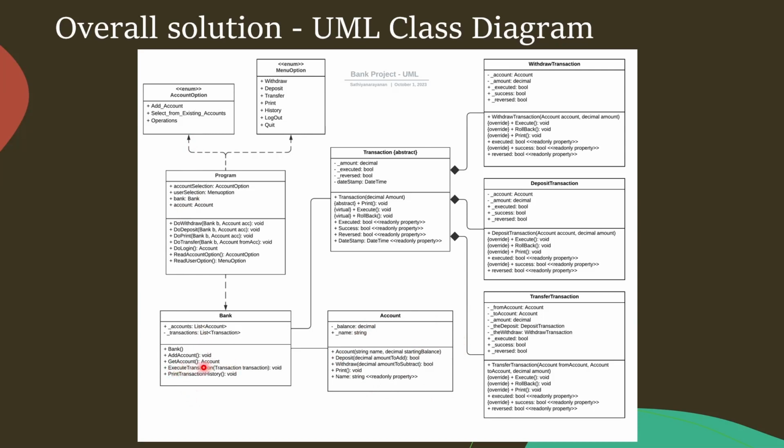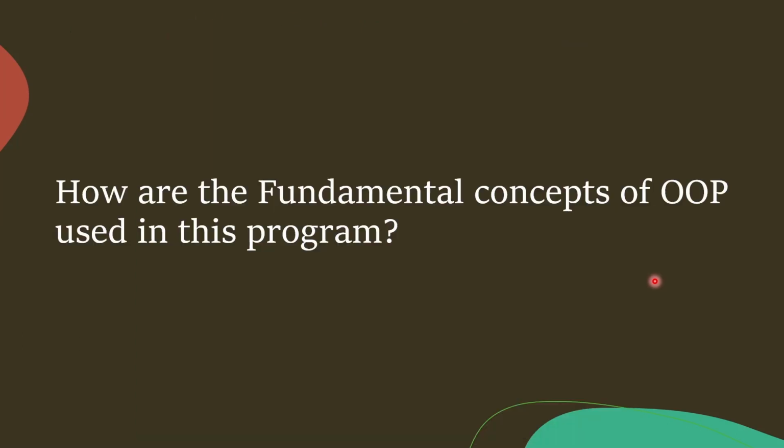Similarly, for selecting an account, the get account method is called, and from this list, one of the accounts is selected. And for the other transactions like withdraw, deposit, and transfer, the execute transaction method is called. This in turn calls the transaction class, and depending upon the transaction, either withdraw, deposit, or transfer transaction is done. So this is the overall outline of how my program works.